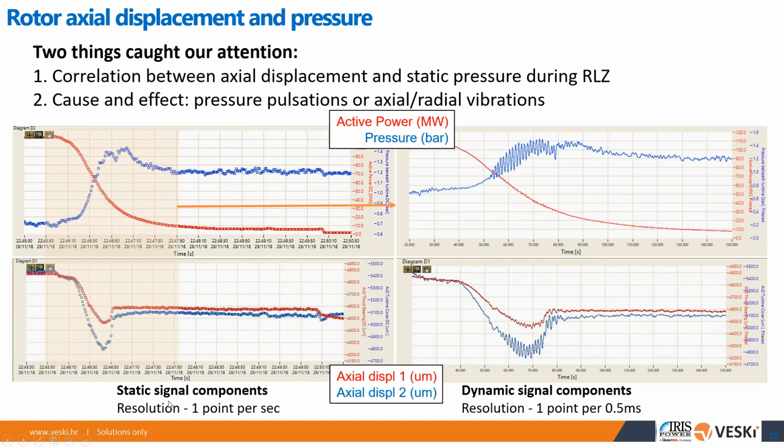On the left side, we would have static signal components, which I said are vectors or scalar values. These are computed numbers that I've mentioned before. And this is the raw data, the dynamic signal. So this one has 1 point per second resolution.